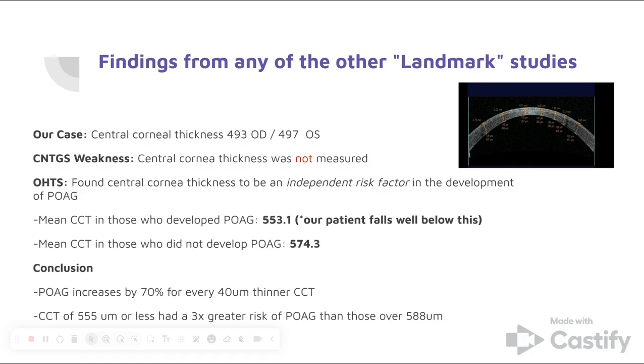So basically all this concludes is that her corneal thickness puts her at a 3 times greater risk of developing primary open-angle glaucoma.